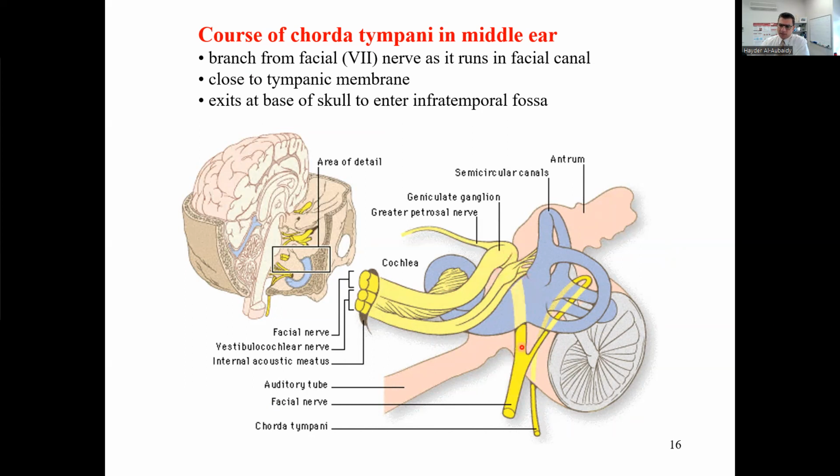As it passes through its facial canal, it will give off an important branch called the chorda tympani. The chorda tympani passes close to the tympanic membrane, which is the membrane that splits the outer ear from the middle ear. And then it exits at the base of the skull to enter the infratemporal fossa, where it goes.